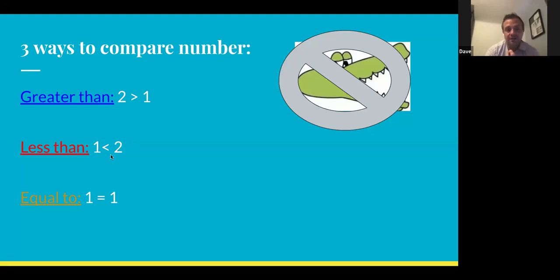The next one is less than. Again, not an alligator mouth, less than. Okay, so 1 is less than 2. Please remember each of the symbols and what they actually mean, not just the alligator mouth, okay? Because when we read it, we do need to read it with the proper word, less.